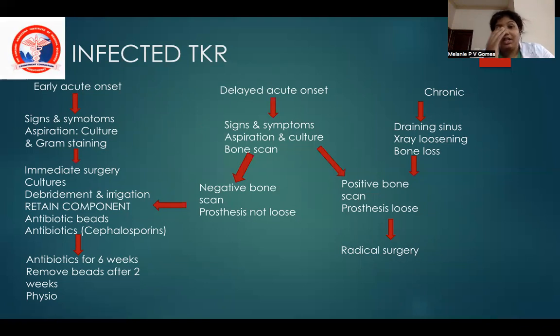Coming to how one would treat an infected TKR. Again, there is early acute onset, delayed acute onset, and chronic osteomyelitis. In case of early acute onset, the diagnostic criteria are the signs and symptoms, and the aspiration is sent for gram stain and culture. Here, an immediate surgery can be done. During the surgery, several cultures can be sent. Debridement and irrigation is done. Retain the component, start cephalosporins after the culture is taken, and antibiotic beads can be placed.